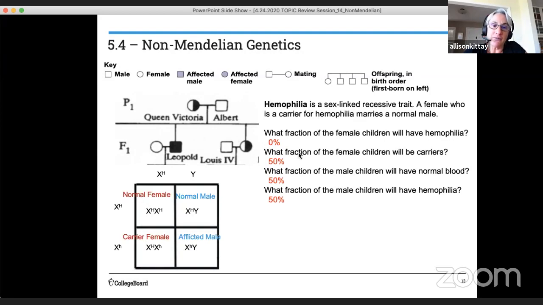So Queen Victoria was a carrier, and Albert was unaffected. In their F1, their daughter is unaffected, but their son has hemophilia. And then their next born son does not have it. Remember, 50-50 chance. And their daughter is a carrier like their mom. So again, I just really wanted to point out the different ways that you can see these types of problems or questions. You could get it as a Punnett square, or a pedigree.